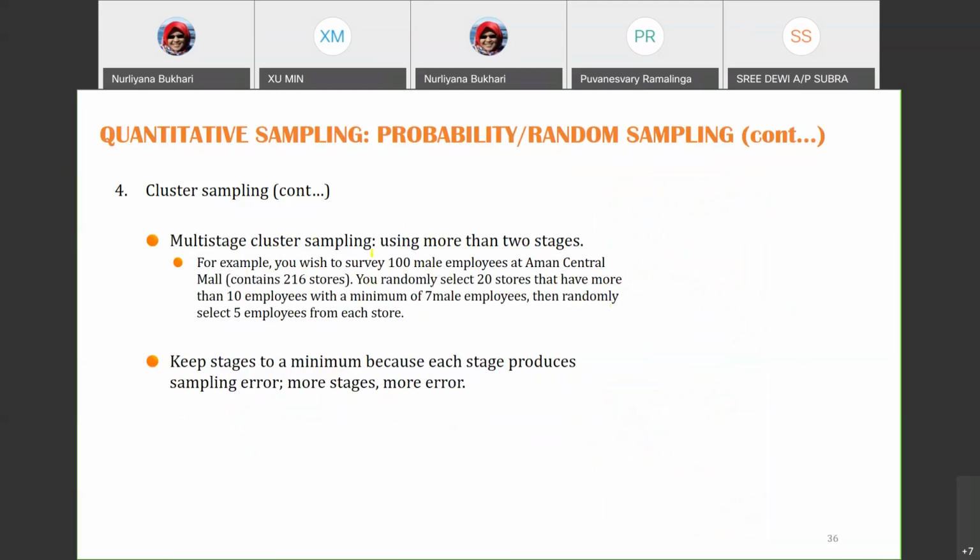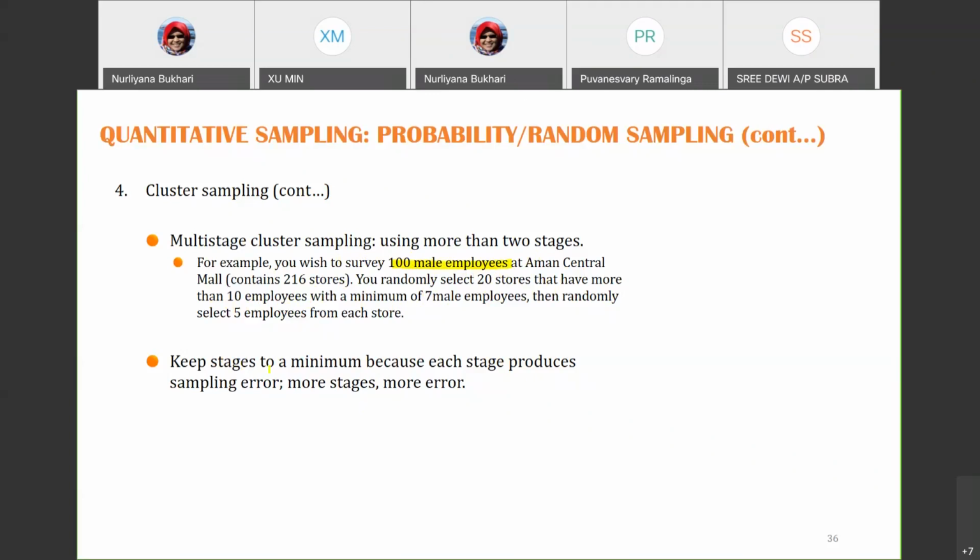But it's good. For example, you wish to survey 100 male employees at Aman Central. Aman Central Mall is in Alor Setar, Kedah. That's actually the mall that we are proud of, at least in Alor Setar. Maybe in Sungai Petani they have better shopping malls. Aman Central is a shopping mall that contains 216 stores. You randomly select 20 stores that have more than 10 employees, with a minimum of 7 male employees. Then you select 5 from each. 5 times 20 gives you 100, because you want 100 male employees only.